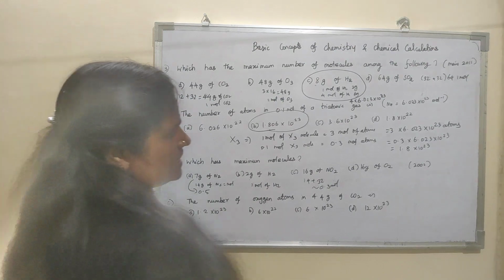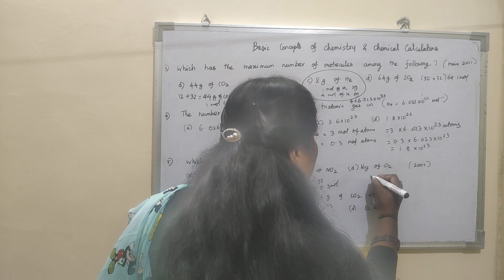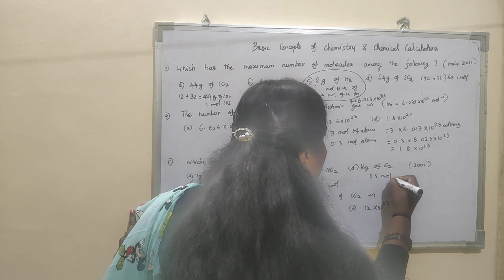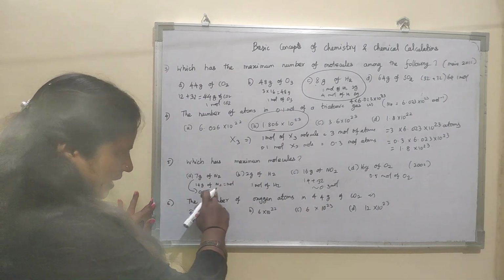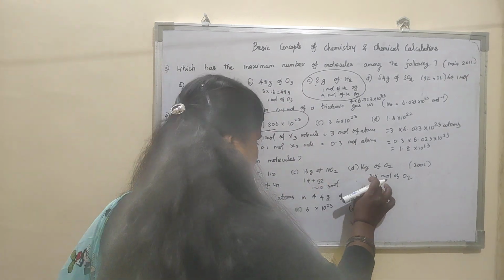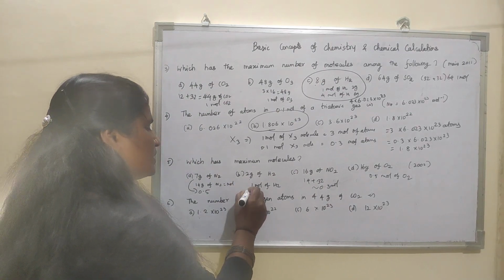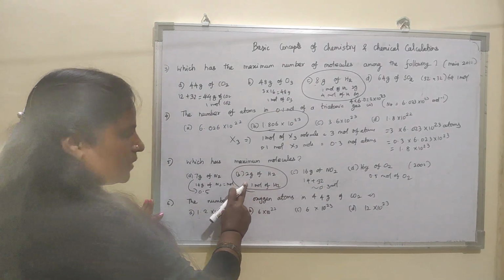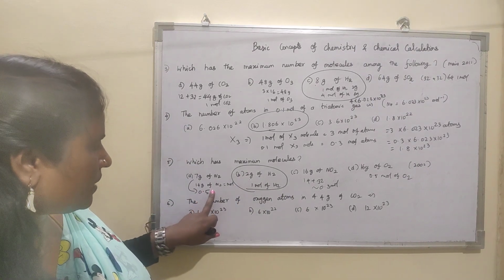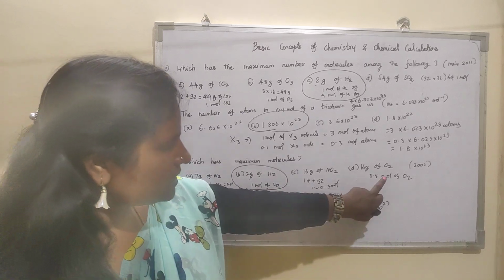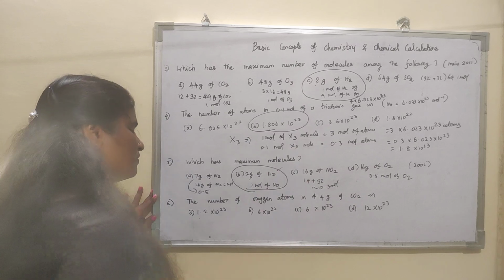32 gram of oxygen will contain 1 mole, so 16 gram is again 0.5 moles of O2. Among these, this is 0.5, this is 0.3, this is 0.5, and only the 2 gram of hydrogen has 1 mole of hydrogen, so it will have the Avogadro number, 10 to the power 23 molecules. The others are 10 to the power 22, even lesser, also 10 to the power 22. So the answer will be 2 gram of H2.